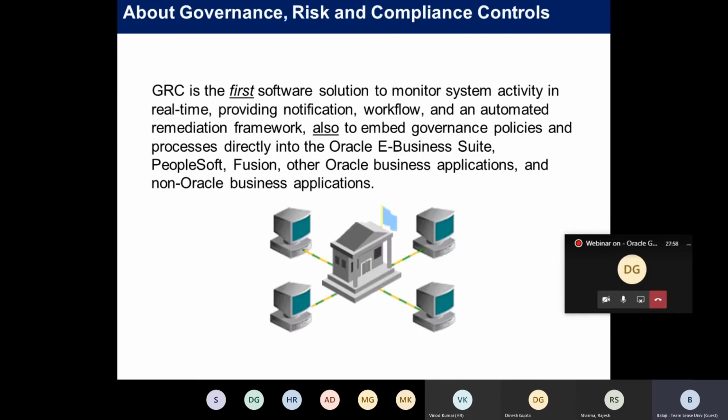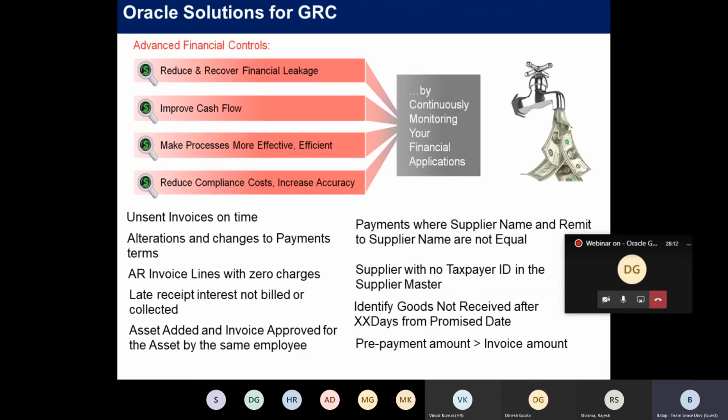If you see, since 2007, Oracle was one of the first application vendors to bring up GRC with IBM. Only later on did all the other frameworks come. Why should companies have GRC? What does this GRC mean?